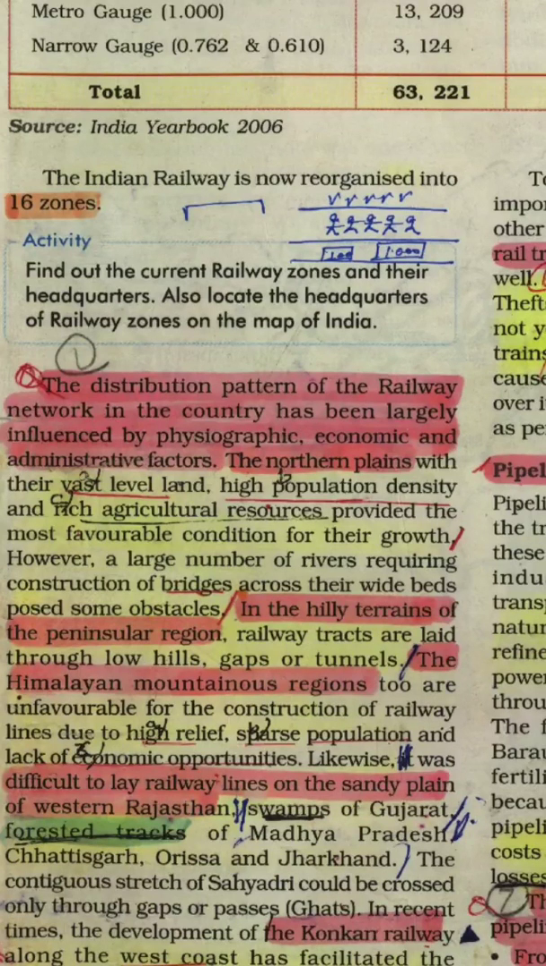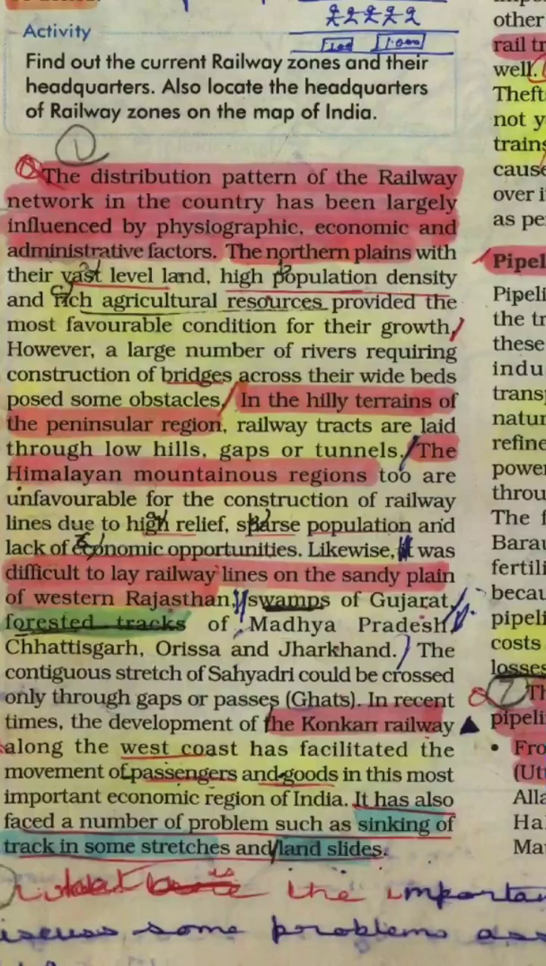On the other hand, in the hilly areas you will find that the number of railways will be less. In the Himalayan region, because of high relief, sparse population and lack of economic development, railways would be less. And it is always difficult to construct railways in the forested areas.